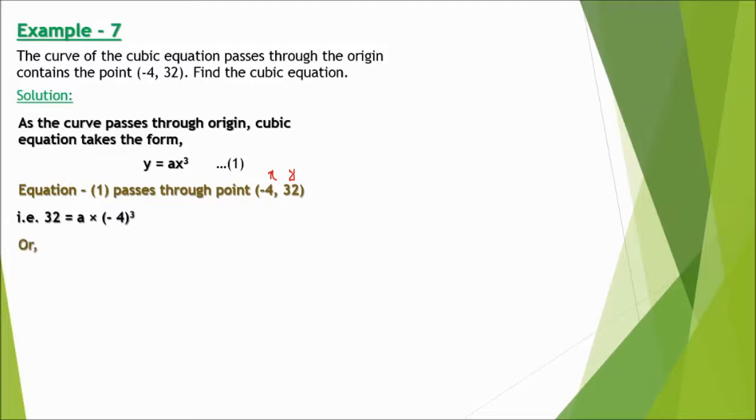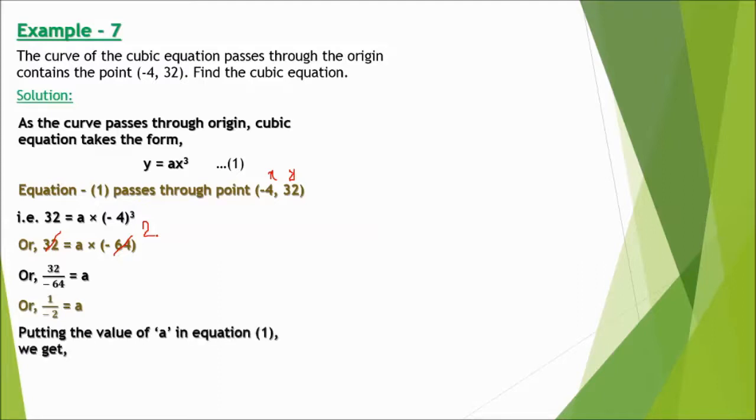So 32 equals a into (-4)³, that is -64. Now we can cancel it: 32 ones are 32, 32 twos are 64, so the value of a will be -1 by 2. Minus 1 by 2, 32 upon 64 is equal to a. The value of a will be -1 by 2. Now we can put the value of a as -1 by 2 in equation 1. Putting the value of a in equation 1, we get y equals -1 by 2 x cube.